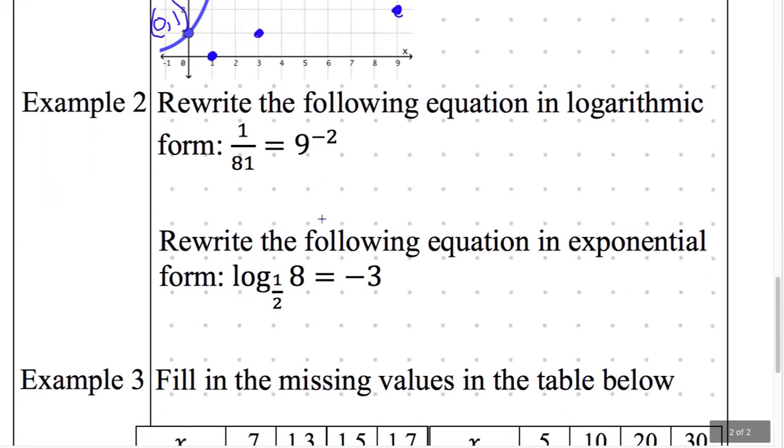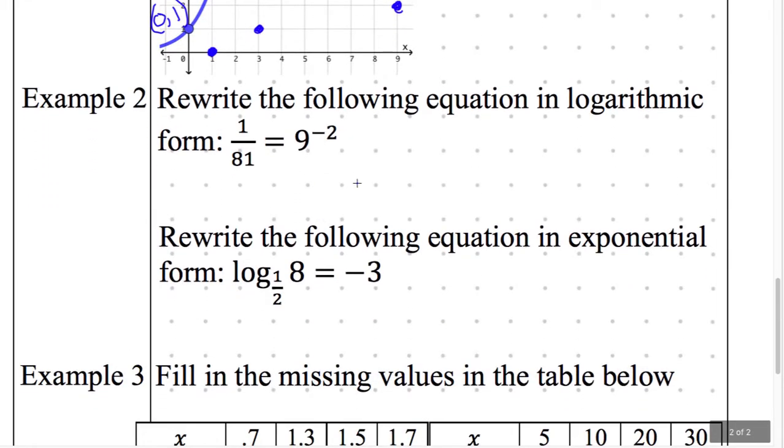Let's try another one. Do we have to connect the dots? You don't. You just have to graph them. All right, so I need to rewrite this log form into exponential form.